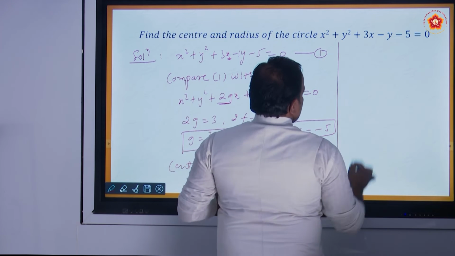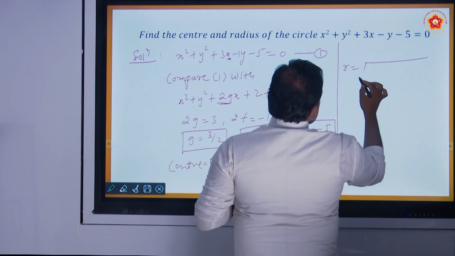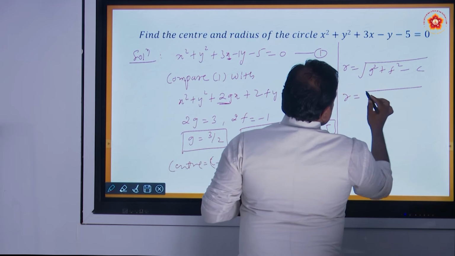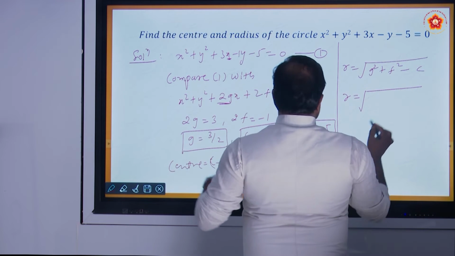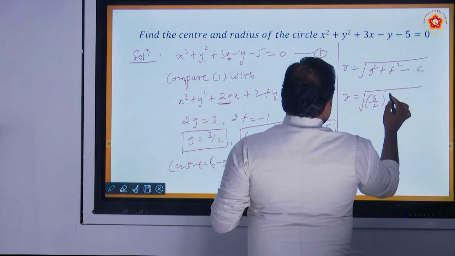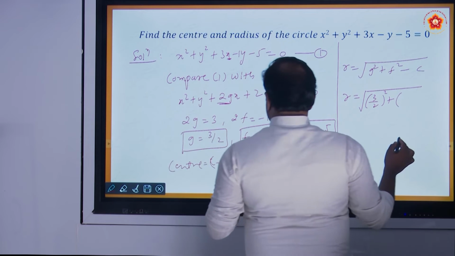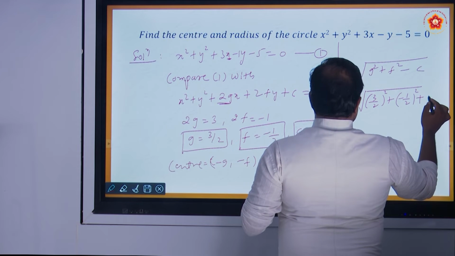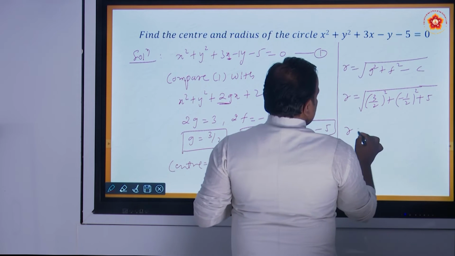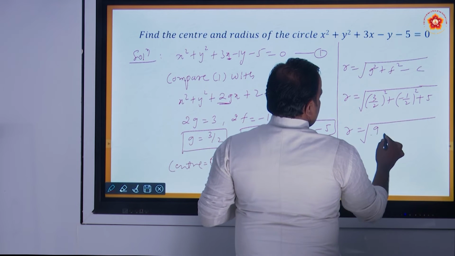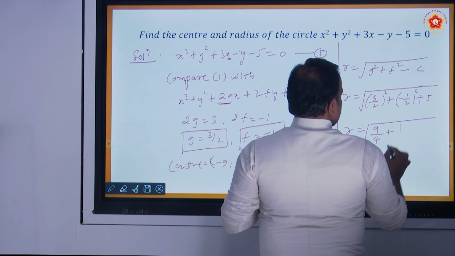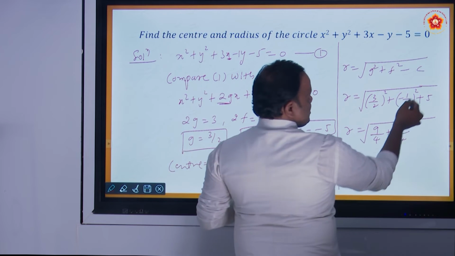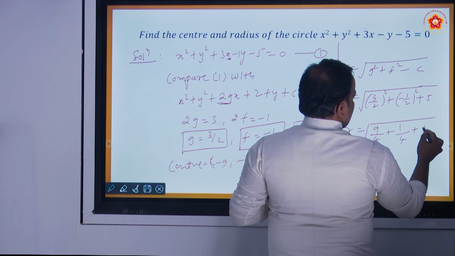What about radius? We know the radius formula, root of g square plus f square minus c. So r equal to square root of, what is g? G is nothing but 3 by 2, 3 by 2 whole square, plus f, here f is minus 1 by 2, minus 1 by 2 whole square, plus 5. R equal to square root of 9 by 4, since 3 square is 9, 2 square is 4, plus 1 by 4, minus square is plus, 1 square is 1, 2 square is 4, plus 5.